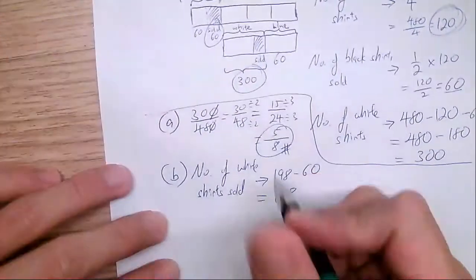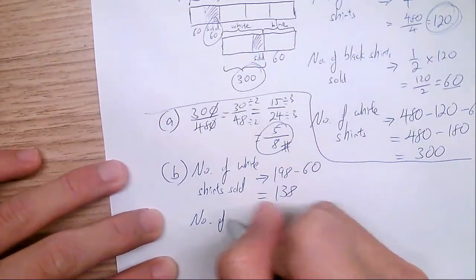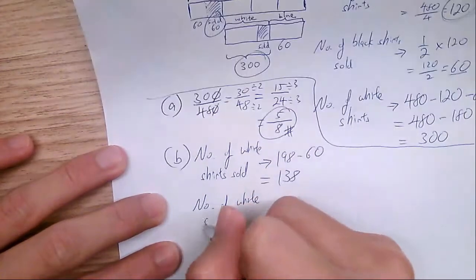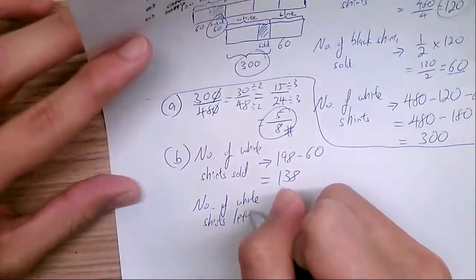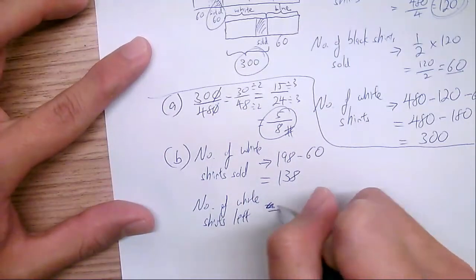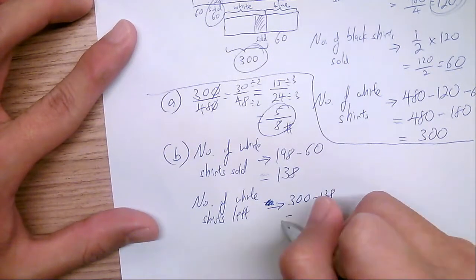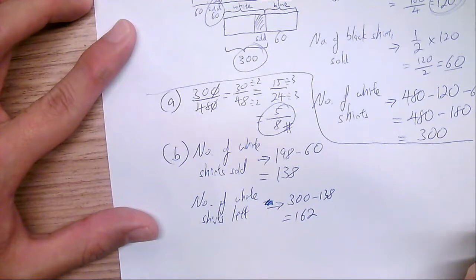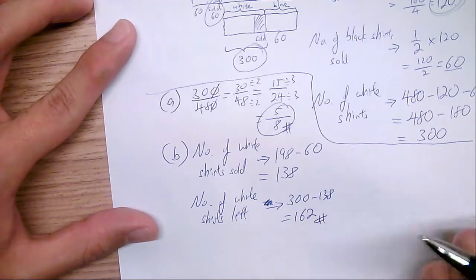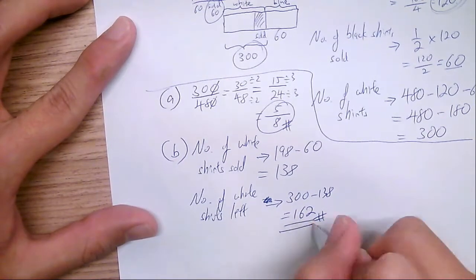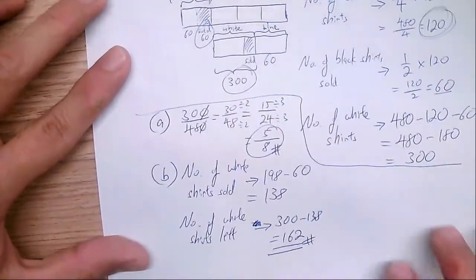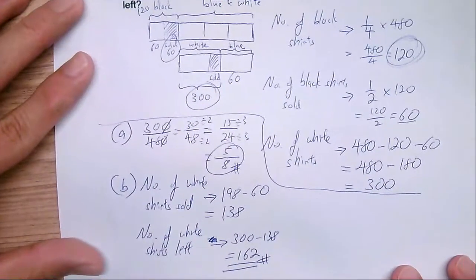So over here, I'm going to write number of white shirts left. Okay, sorry, arrow, not equal sign. There will be 300 minus 138, that will give us 162. Yeah, 162. Done. This is actually done. This is the answer.